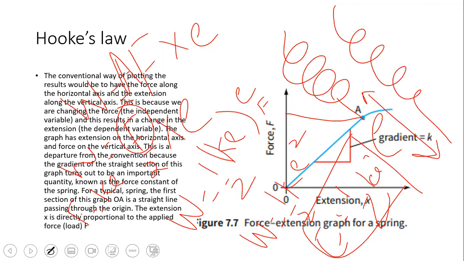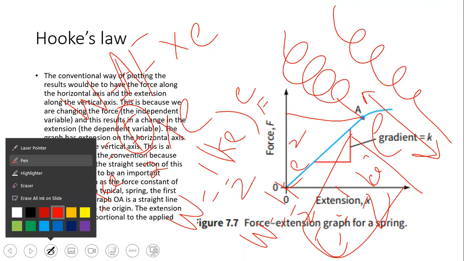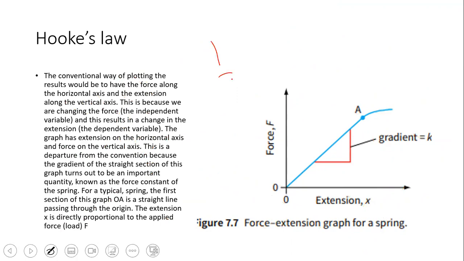All right. So there are two formulas for strain energy. Okay, remember. One is half Fe and the other is half ke squared. So these are the two formulas.